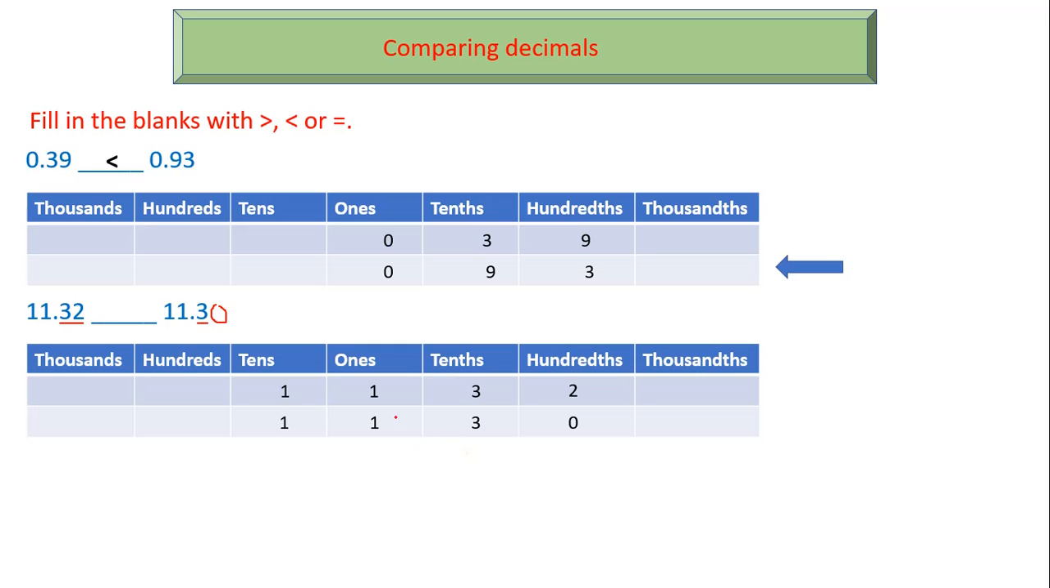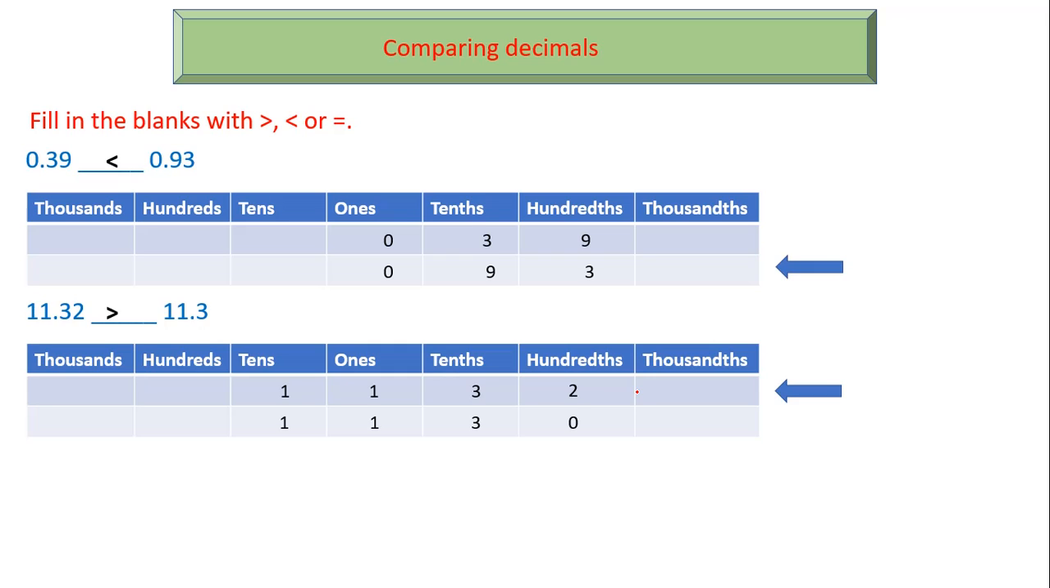Now I will compare the whole part. In the whole part, both the numbers are the same. After that, I will compare the decimal part. In the decimal part, 32 is greater than 30. Since the number 11.32 is greater than 11.3, hence 11.32 is the greater number. So I will write the symbol.